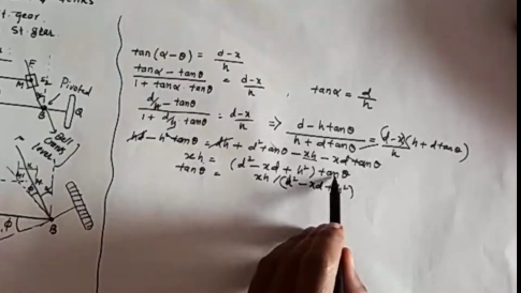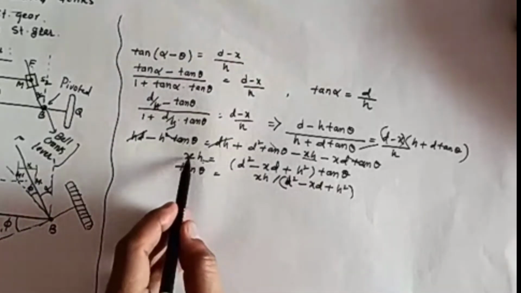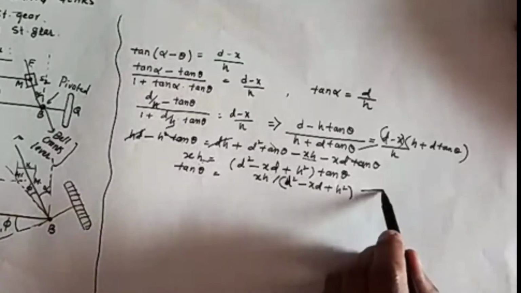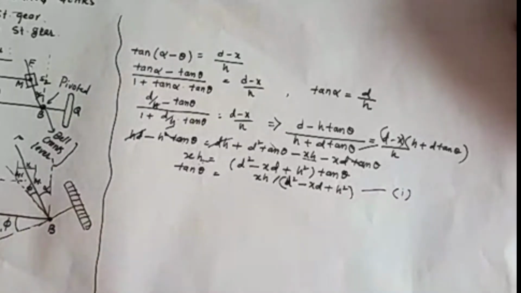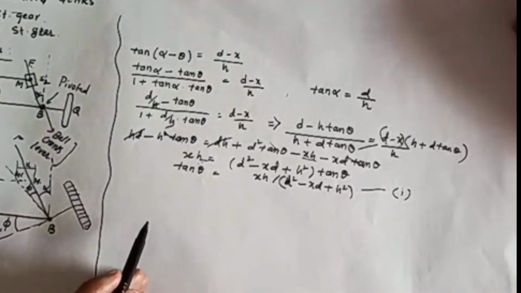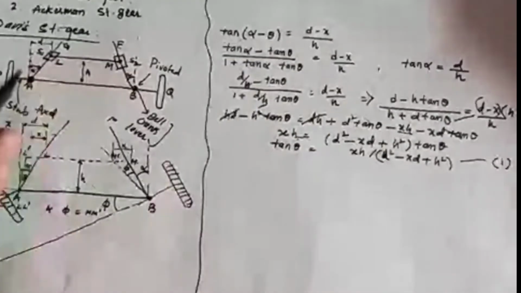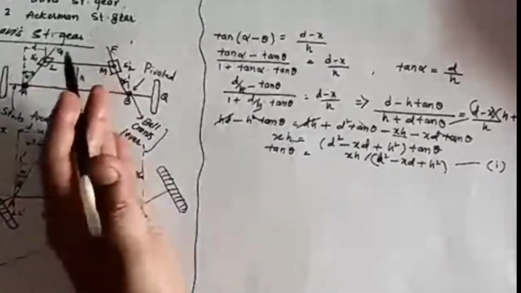Okay. So if you take the left side, tan theta is xh divided by this value. Let us say that is one equation. It will be used in the next step. Now we have made this one on the left side. Now what will be on the right side?